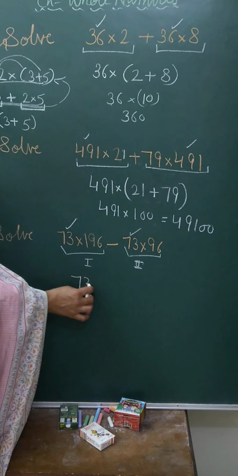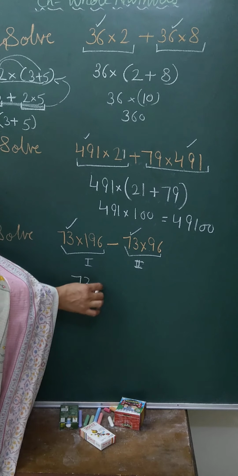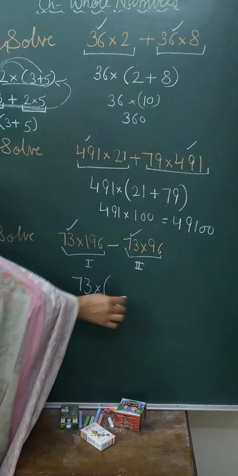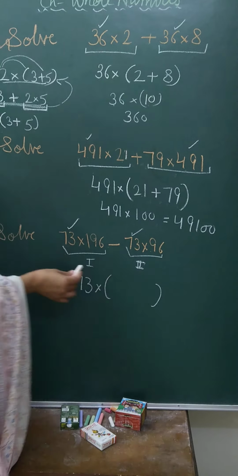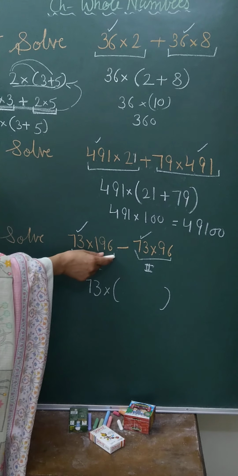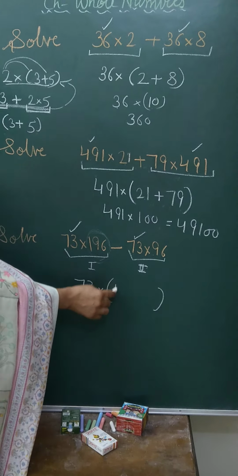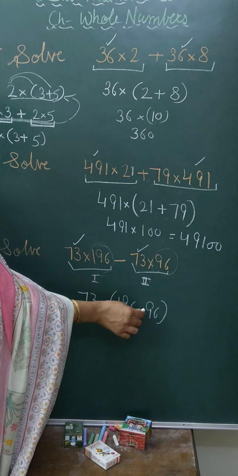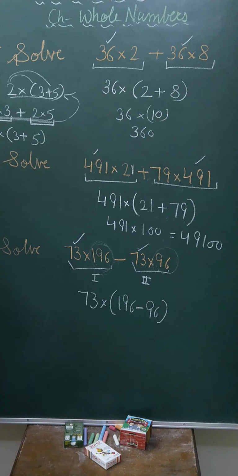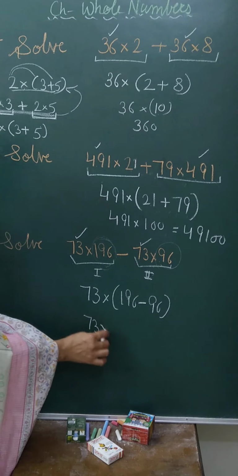So I will keep 73 out, put the sign, then put a gate, and who are the persons inside the house? Leftover numbers are the inside persons. The number here is 196 and the second is 96. What is the in-between sign that you will write between the two numbers? Let us see what happens.